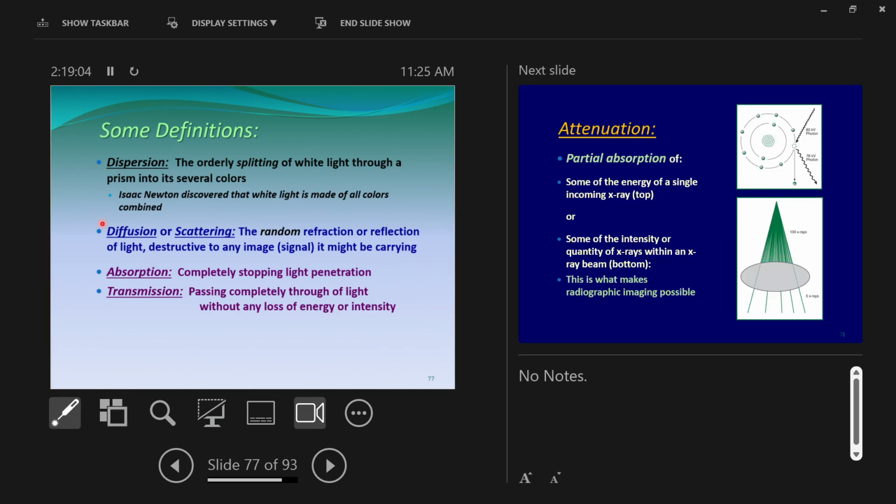Dispersion, the orderly splitting of white light through a prism into several colors. This is something that Isaac Newton first accomplished. He shined a source of light. What was the primary source of light for people in the 1600s? Candle, or the same source of light that we have now. Sun, right? Candle or sun. So he used sunlight in this case because sunlight was not known to have any extra colors in it, right? Sunlight was sunlight, right? Yellow sunlight.